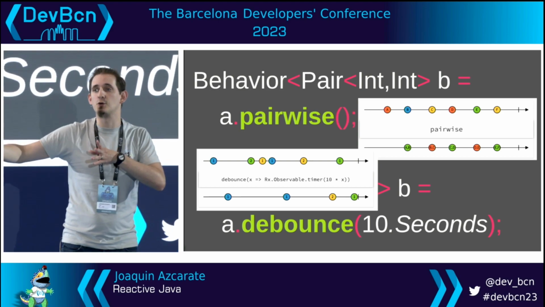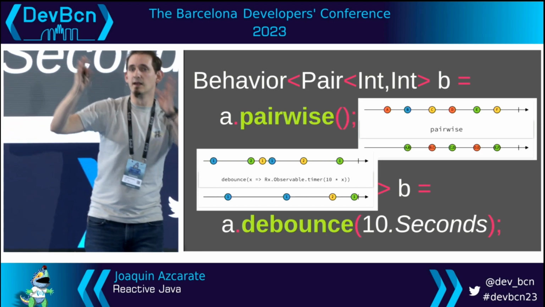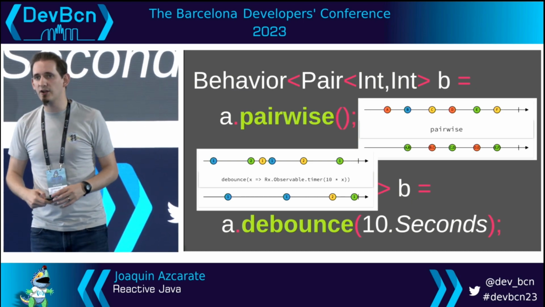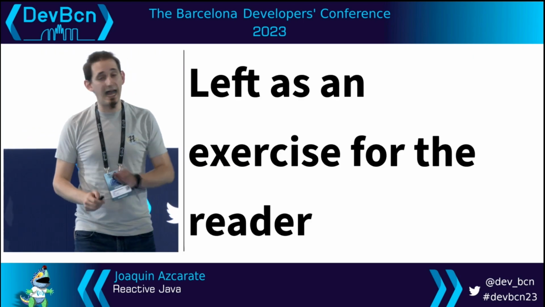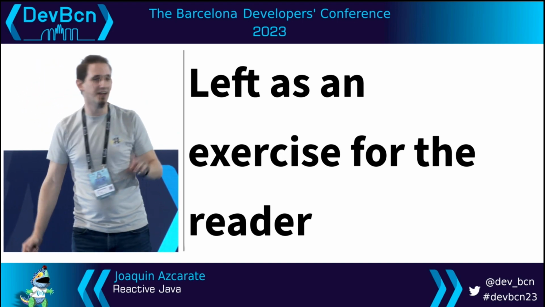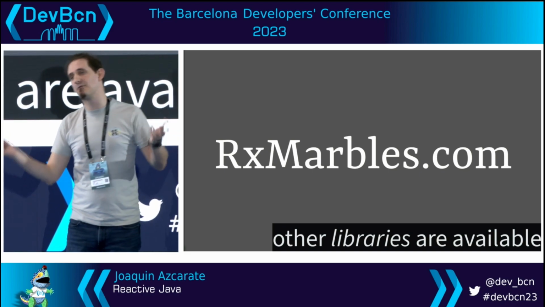We got the last two. When we get the next C, we're going to get B plus C, right? So it's a rolling average of the last two. There's debounce. There's a lot of other operators that we can implement. I am absolutely not going to implement any of these. These are left as an exercise for the reader. If you want to do it, go right ahead. But I'm going to tell you that there are already libraries that do this for us.